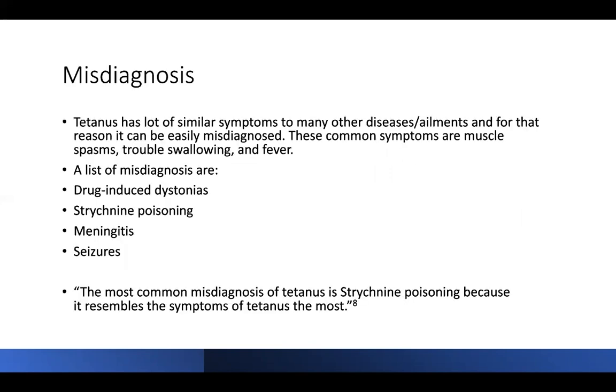So here we have the misdiagnosis. Tetanus has a lot of similar symptoms to many different diseases and ailments. For that reason, it can be misdiagnosed, especially if a patient has not been up to date with their vaccination history. Some of these common symptoms are muscle spasms, trouble swallowing, and fever. Here we have a list of misdiagnoses: drug-induced dystonias, strychnine poisoning, meningitis, and also seizures. The most common misdiagnosis of tetanus is strychnine poisoning because it resembles the symptoms of tetanus the most.